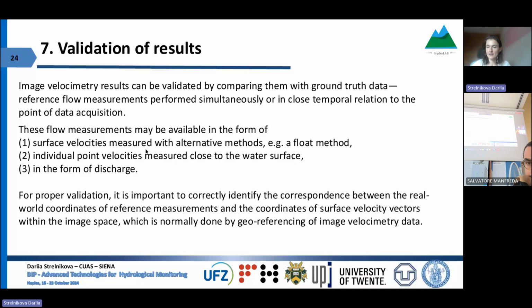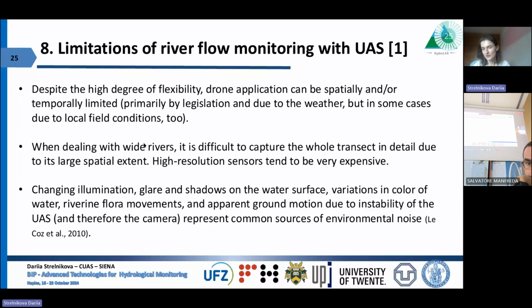And the last part of this talk is the limitations of image velocimetry and, in general, flow monitoring with the use of drones. First, of course, though drones are flexible, we do not fly with them everywhere and anytime we want. Sometimes the weather conditions are unsuitable. Sometimes there are legal limitations. This influences the applicability of the method, of course.